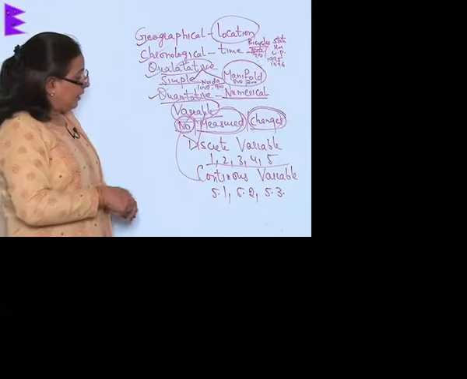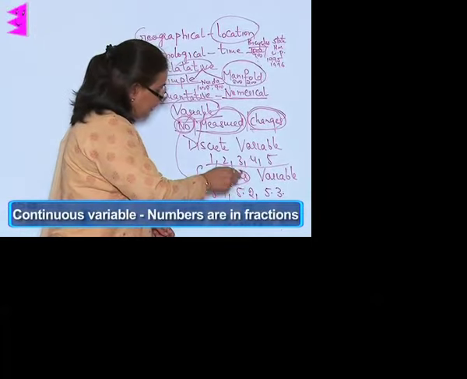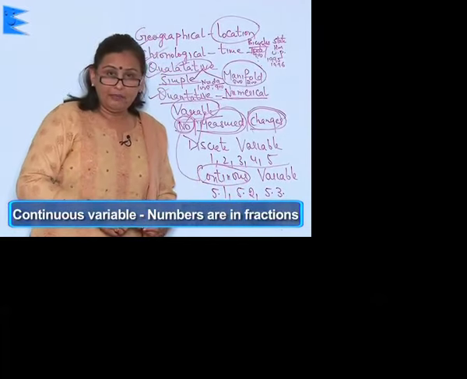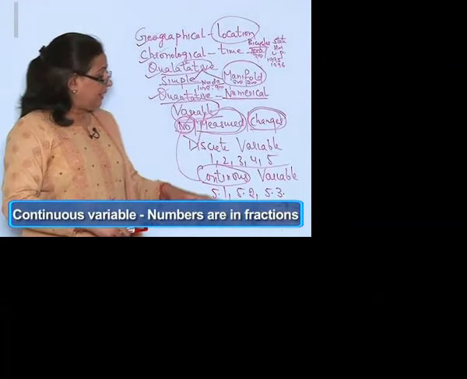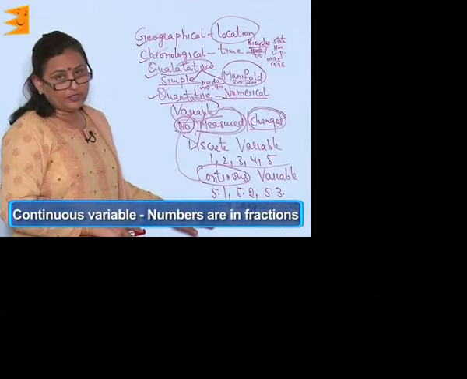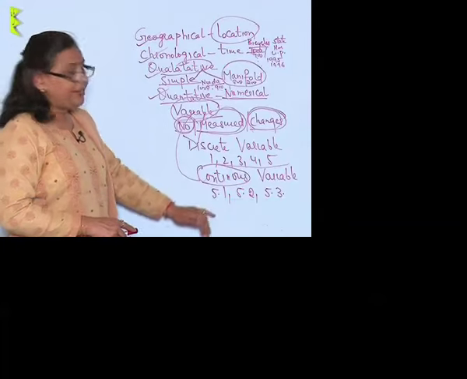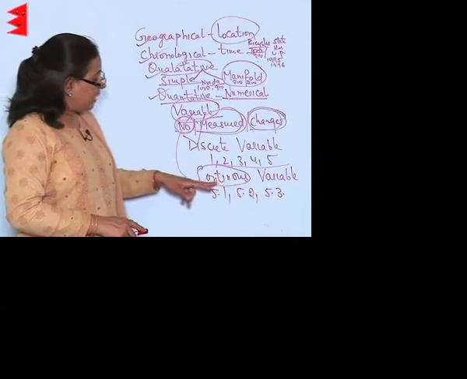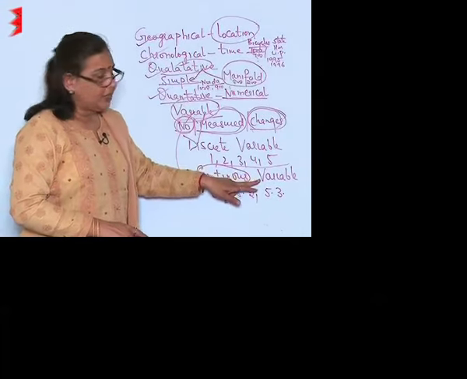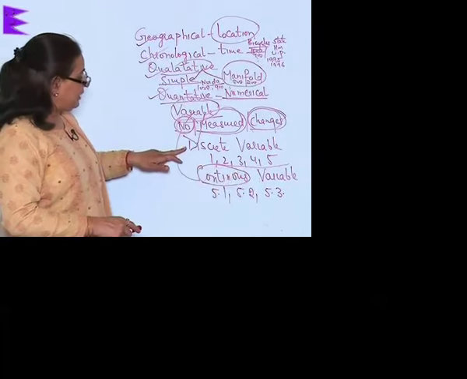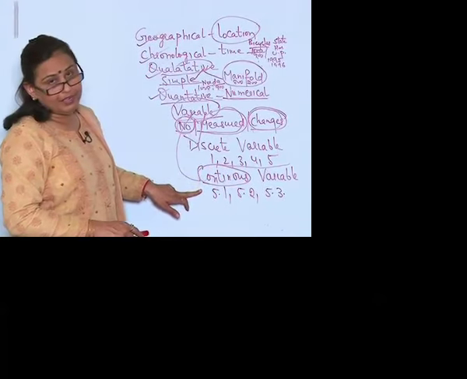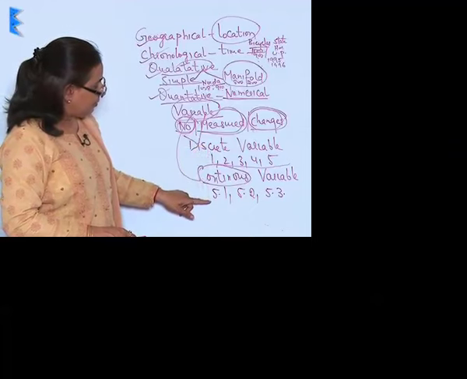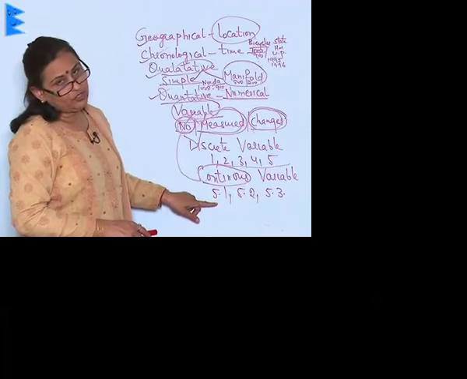But when the continuous variable comes, we just cannot base our information on whole numbers, it has to be divided into fractions. For example, the height of a person is 5.1, 5.2, 5.3, then it becomes a continuous variable. So the basic difference between a discrete variable and a continuous variable is that here the numbers are whole, whereas here the information is in fractions.